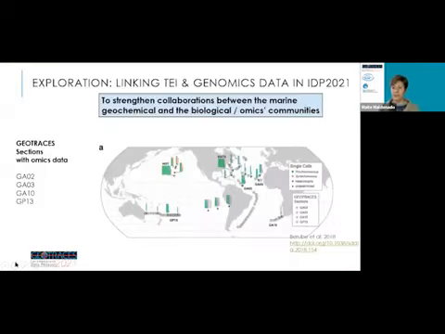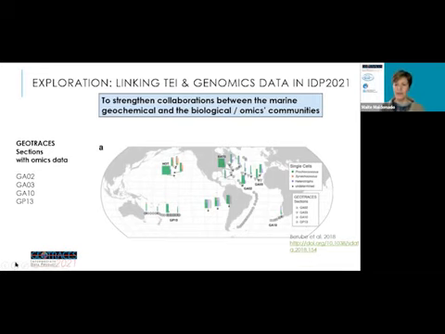The GeoTraces community really wanted to strengthen collaborations between the marine geochemists and biologists and scientists that work with omic data. I have to thank many geochemists that were willing to collect samples for the omics lab in a series of cruises. Those cruises are highlighted in this map. Those gray dots that you see are stations where geochemists very nicely collected samples for omics labs.